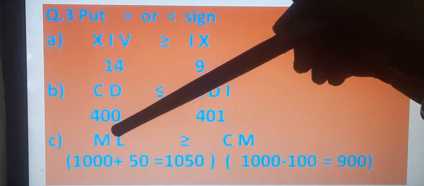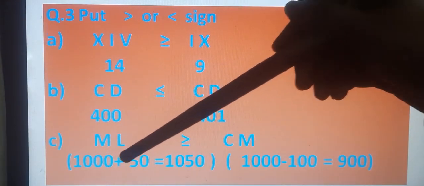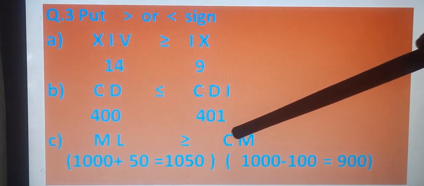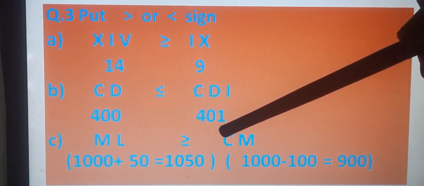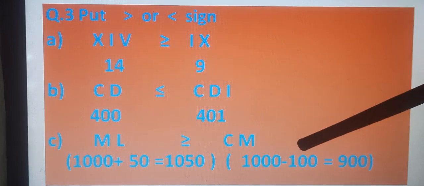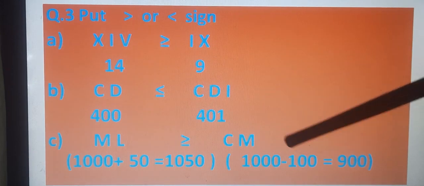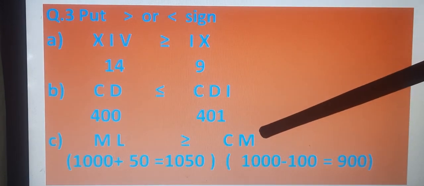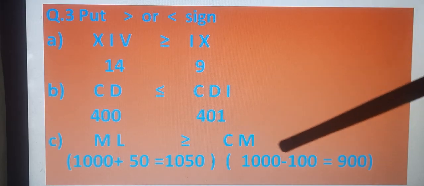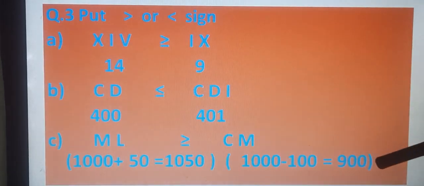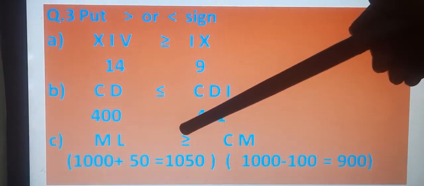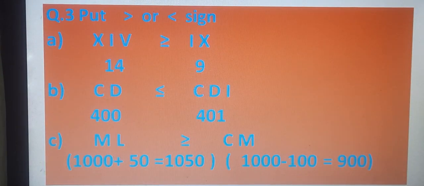M is 1000. L is 50. 1050. CM. अब M के देखो यहाँ पर क्या लिखा हुआ है लेफ्ट में. C, that is 1000 minus 100. इस चीज को याद रखना है. ऐड मत कर देना कि 100 plus 1000. 1000 minus 100, 900. Now 1050 is greater than 900. So ML is greater than CM. Addition subtraction rule should be followed very carefully. Okay.